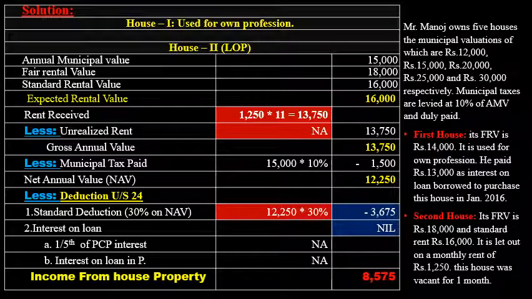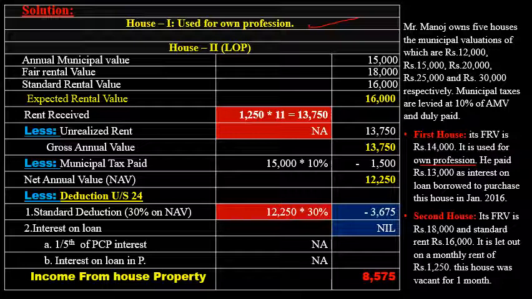In this class, I am going to solve the problem 11. In the previous class, I have explained in detail about the problem 11. So let me solve one by one. First, house 1 or first property, and it is used by SSC for own profession. So therefore it is not applicable under the head income from house property.